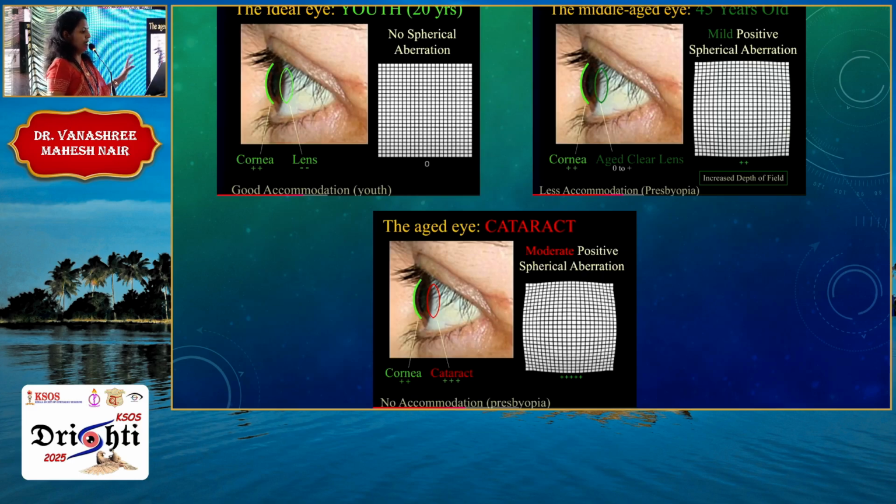Now, how does it apply to cataract surgery? In a young patient, the cornea has a positive spherical aberration. The lens gives a negative spherical aberration. So totally there's no spherical aberration and the image quality is very sharp and clear. In the middle age, say around 45 years, the cornea still has the positive spherical aberration. The clear lens spherical aberrations have almost come to zero. So there is an overall mild positive spherical aberration, which is giving an increased depth of field where the accommodation is slightly getting lost now. Now in an aged eye, where there's a lot of cataract present, both the cornea and cataract are going to give a large positive spherical aberration, so the image quality is going to deteriorate.